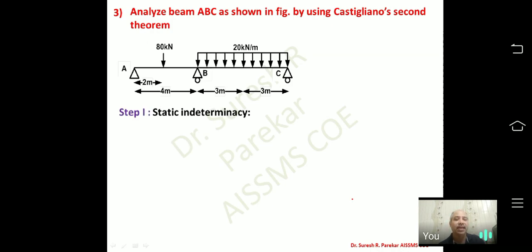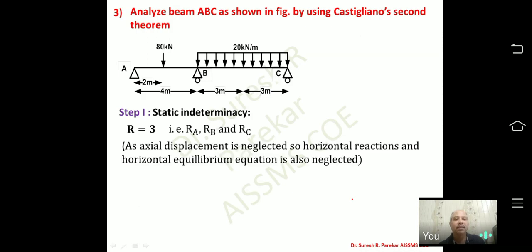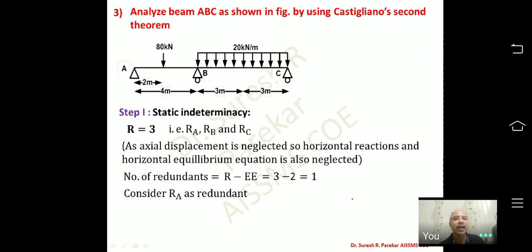So now we have this static indeterminacy. Now you can see we have three reactions, we have two equilibrium equations, and we have again one as static indeterminacy. And therefore, number of redundants actually we have reactions minus equilibrium equations, and that is one. And I have considered redundant as RA.